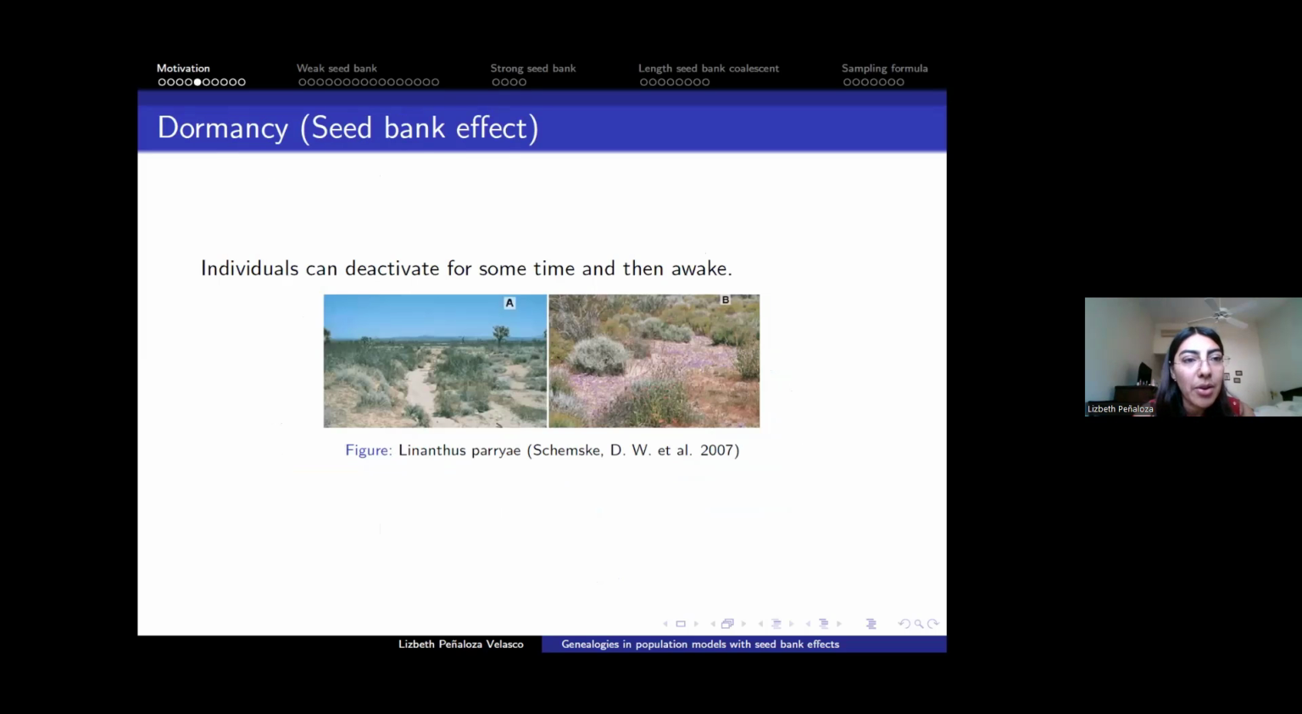So what does dormancy mean? We call it a dormancy or seedbank effect if individuals can deactivate for some time and then awake. For example, here in the first picture, we have a desert where there are no flowers. We can't see any flowers, but some time after, some years after, suddenly purple flowers appear. That means that individuals deactivate for some time and then they awake.